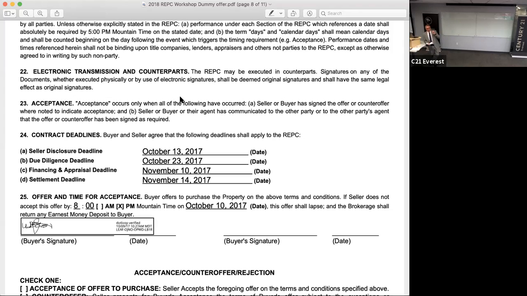So just keep in mind, it's signed and communicated. Those are the two things that have to happen, okay? All right, section 24. Any concerns on the dates there?